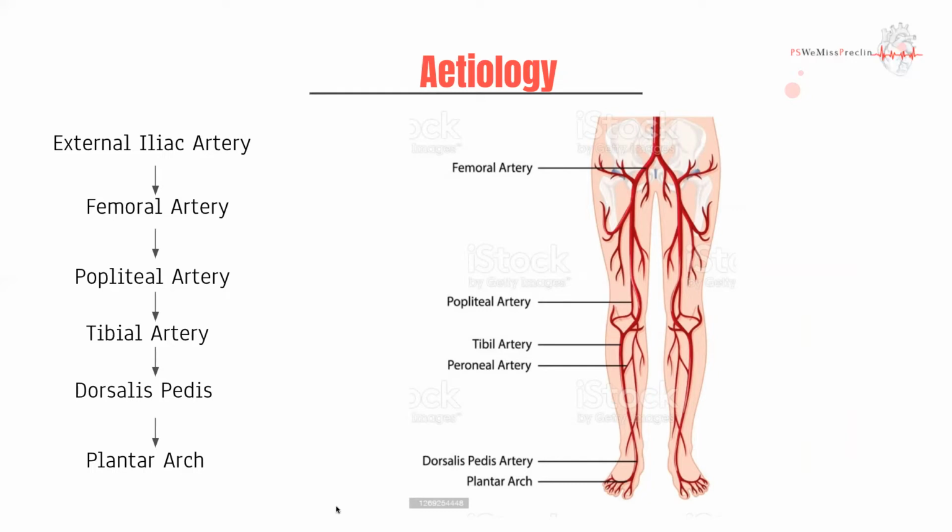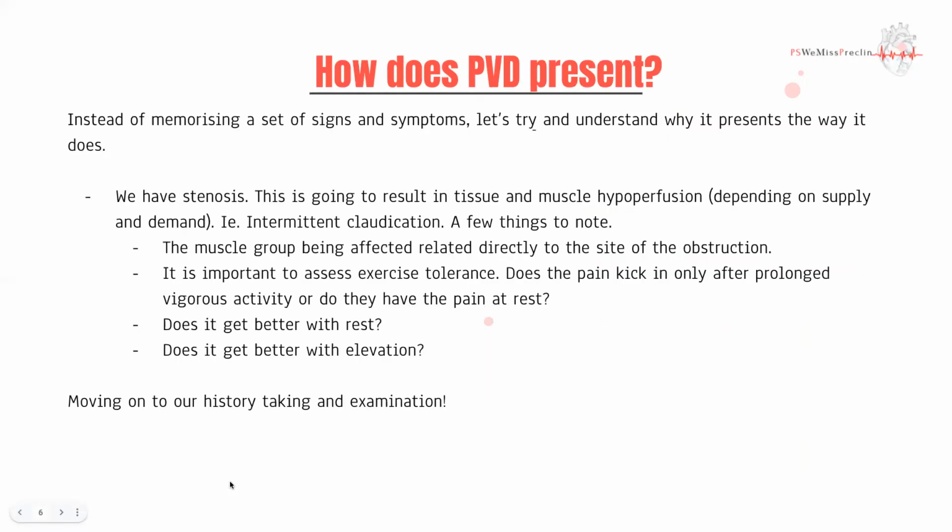And therefore, we start off by assessing the distal pulses first, moving proximally. And that's really important. So let's talk a bit about how does this present. I think instead of trying to memorize a list of signs and symptoms, let's think about what's happening here in terms of the disease and how that correlates to symptoms.